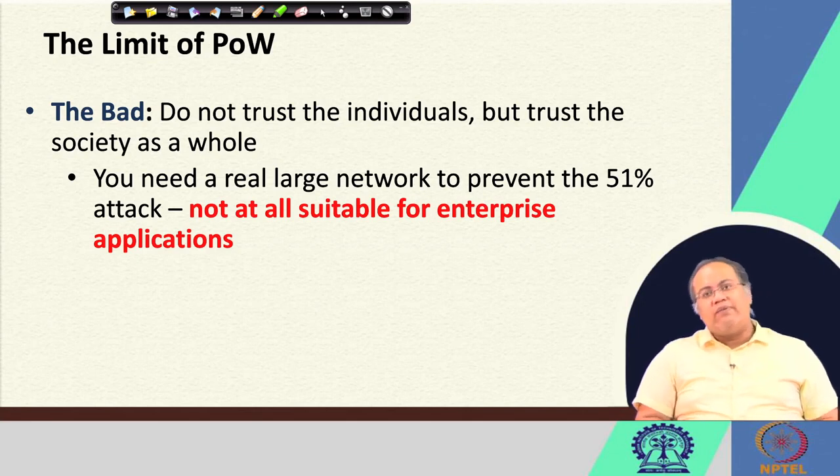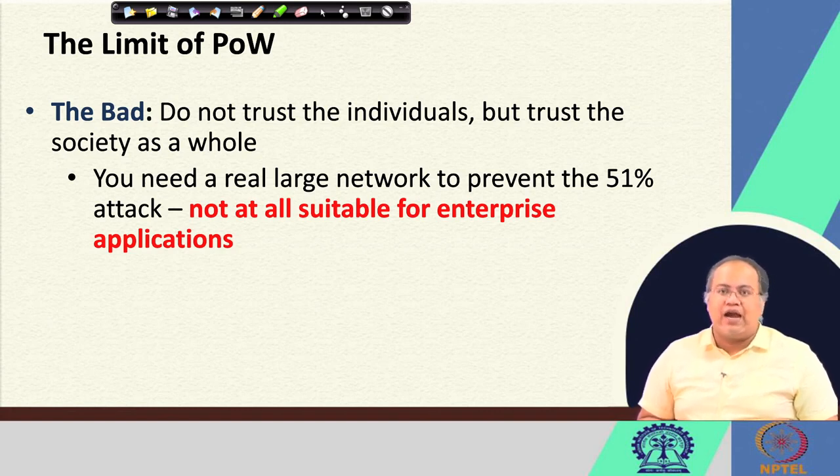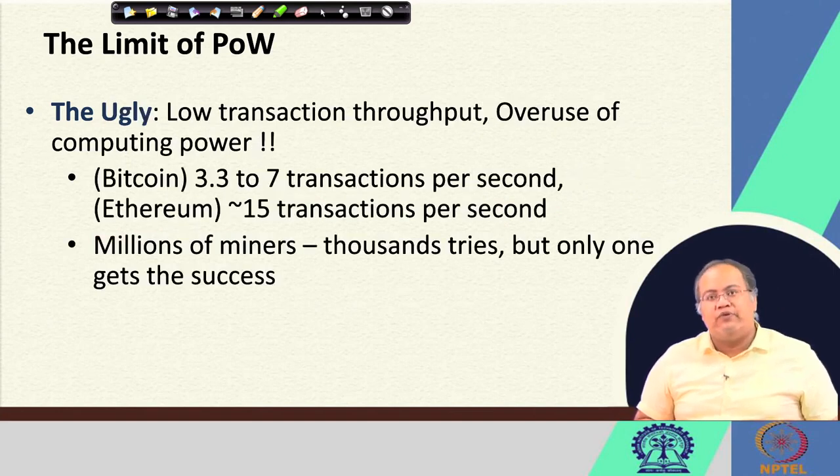Well, now that poses a limitation. As I mentioned earlier, for Bitcoin it was good, because by the time the attacker understood that a 51% attack is possible, the Bitcoin network had grown sufficiently large. But that is not true for future proof of work blockchain networks. So the question comes: how are we going to ensure that a 51% attack is not possible on my network? But the really problematic thing with the proof of work mechanism is that it has severely low transaction throughput, and at the same time it overuses computing power.